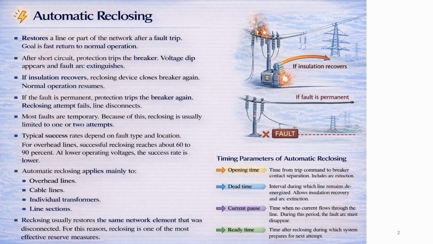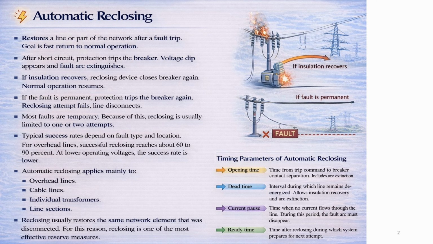Timing parameters of the automatic reclosing use several time intervals. Opening time is the time from a trip command to breaker contact separation. It includes arc extinction between the breaker contacts. Dead time is the interval during which the line remains de-energized. This time allows insulation recovery and arc extinction. Current pause is the time when no current flows through the line. During this period, the fault arc must disappear.